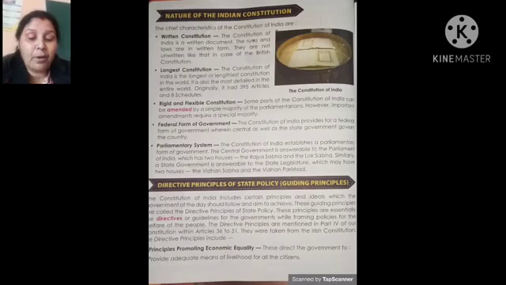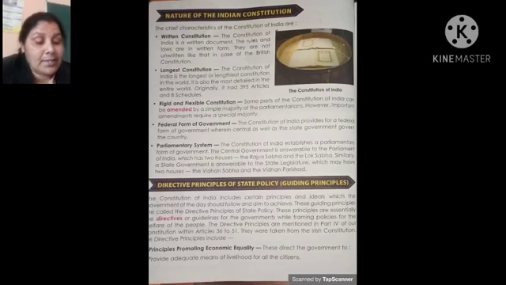Then federal form of government. A federal system of government is one that divides the powers of government between the national, federal government and state and local governments. The Constitution of the United States established the federal system, also known as federalism. Okay. Then after parliamentary system.